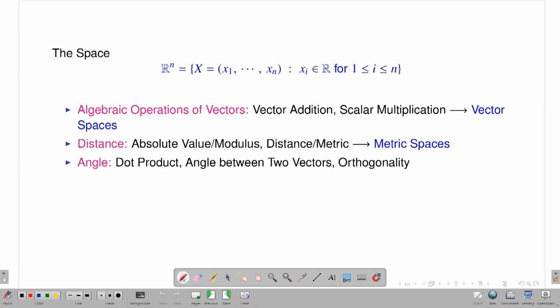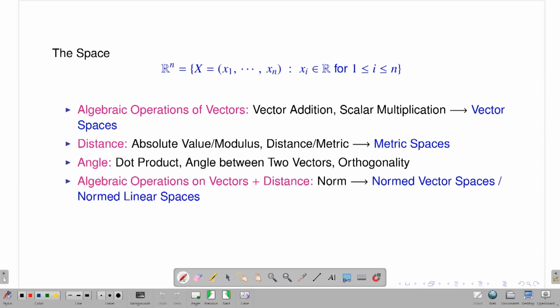Next, we have seen the dot product, or inner product. With the help of that, we defined the angle between two vectors. When the angle between two vectors becomes 90 degrees, we call them orthogonal. That orthogonality concept leads to the concept of orthogonality in a general setup.